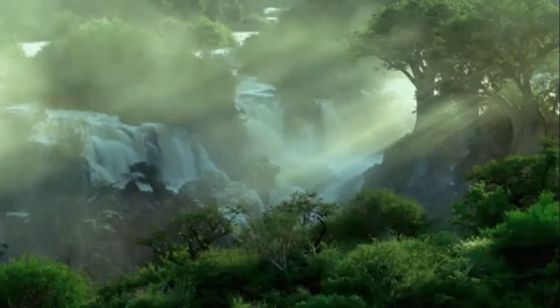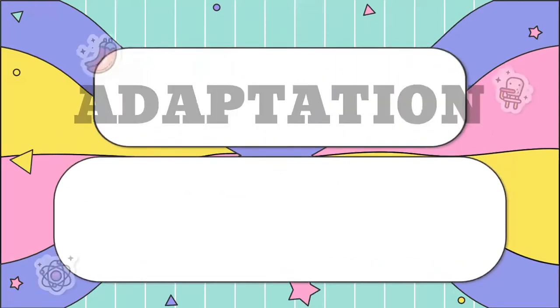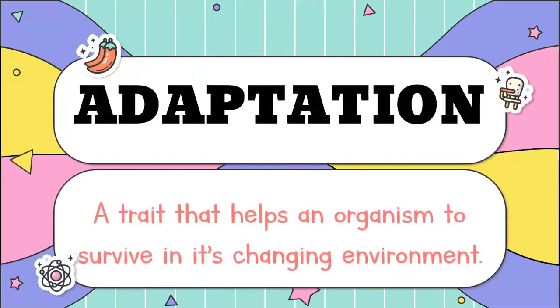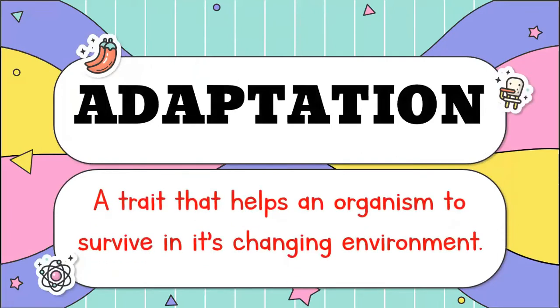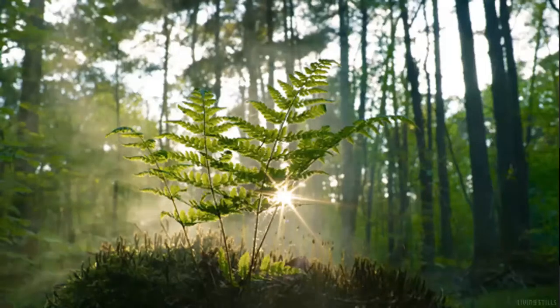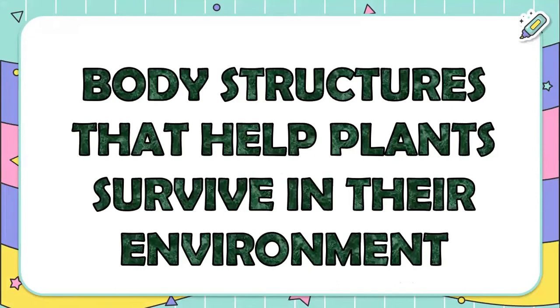Last week, we talked about plant adaptation. Now, what comes to your mind when you hear the word adaptation? Adaptation is a trait that helps an organism to survive in its changing environment. So, just like animals, plants have their basic structures that are essential for them to survive. Now, let's have a quick recap about the body structures that help plants survive in their environment.